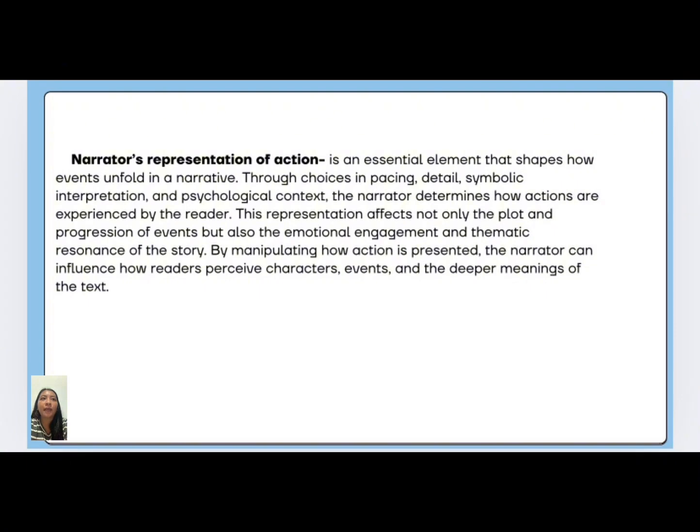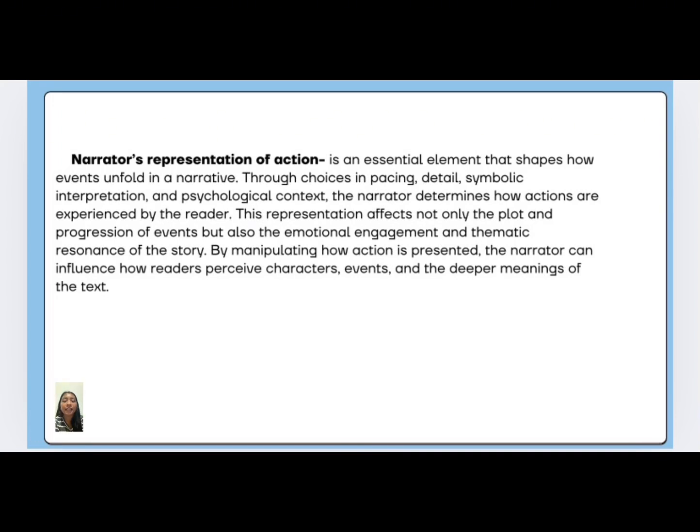Through choices in pacing, detail, symbolic interpretation, and psychological context, the narrator determines how actions are experienced by the reader. So this representation affects not only the plot and the progression of events, but also the emotional engagement and thematic resonance of the story. By manipulating how action is presented, the narrator can influence how readers perceive characters, events, and the deeper meanings of the text.